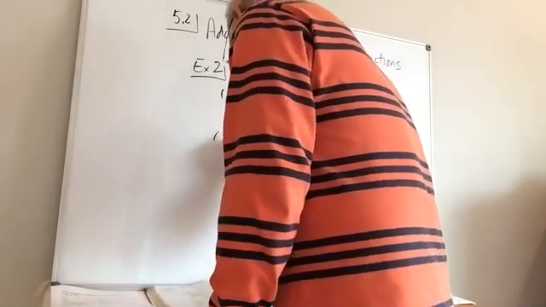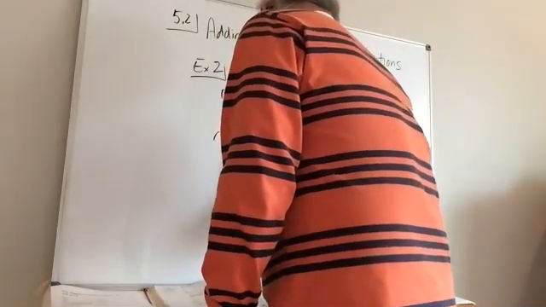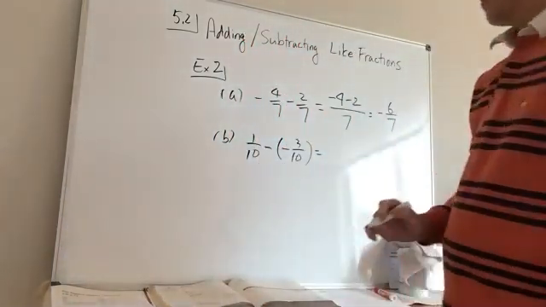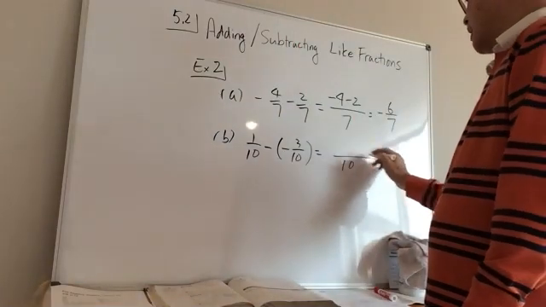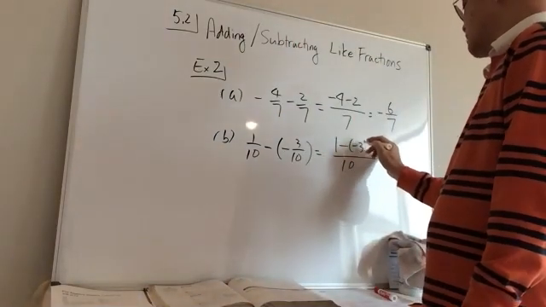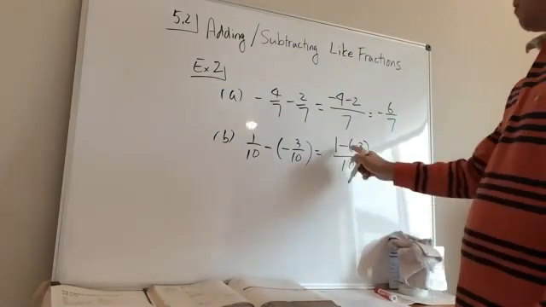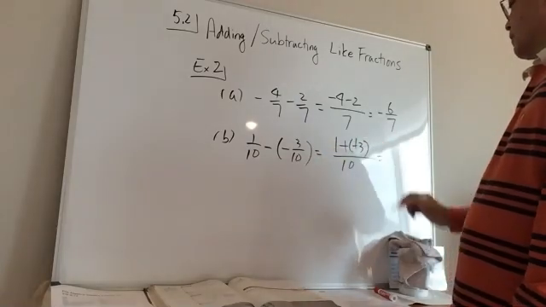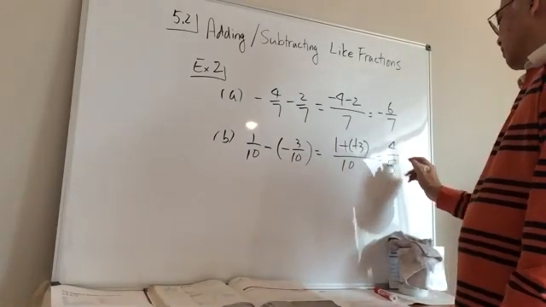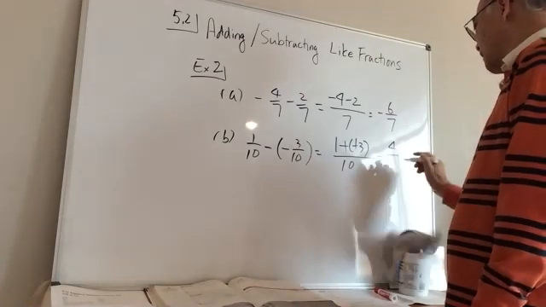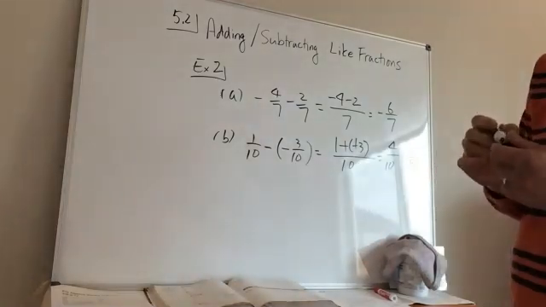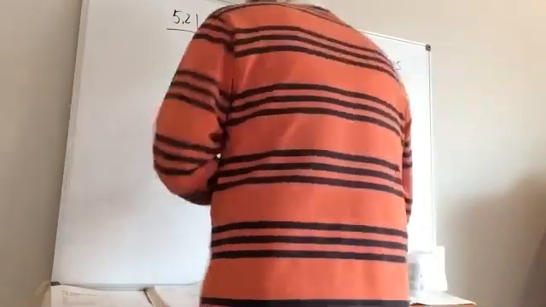And in B, we have 1 over 10 minus negative 3 over 10. So we have like fractions again. It is 1 minus negative 3. Minus a negative number is the same as adding the number. So it becomes 4 over 10. Again, this is simplified to 2 over 5. Okay, pretty simple stuff.